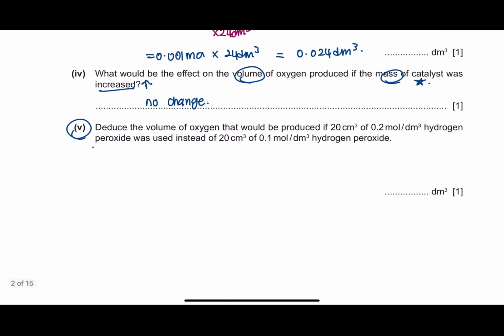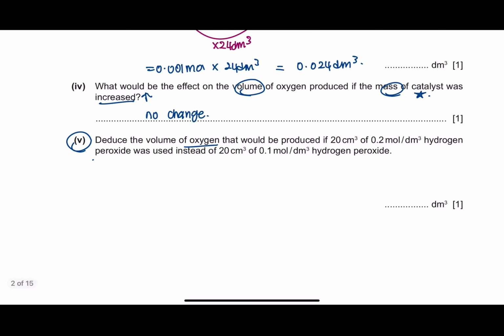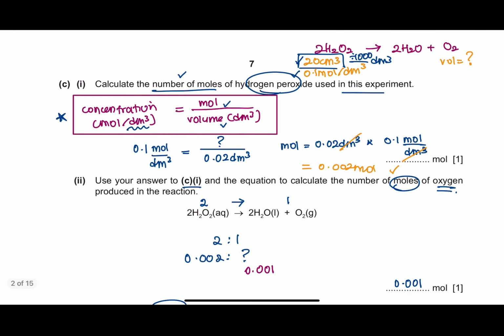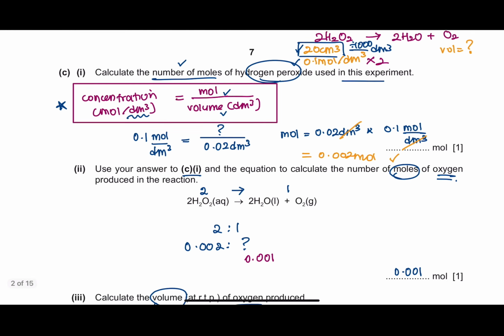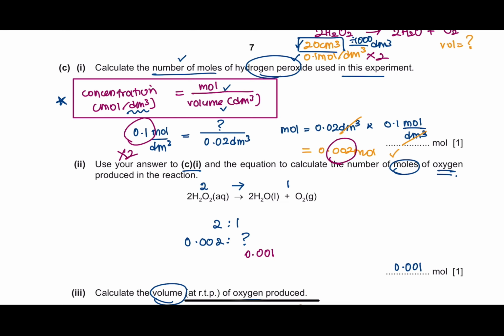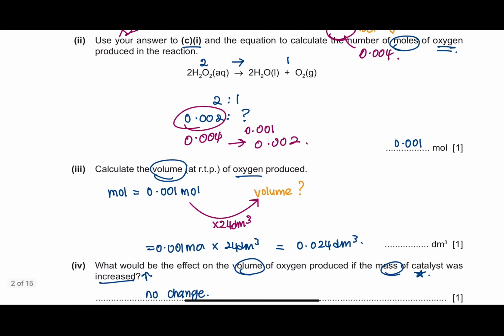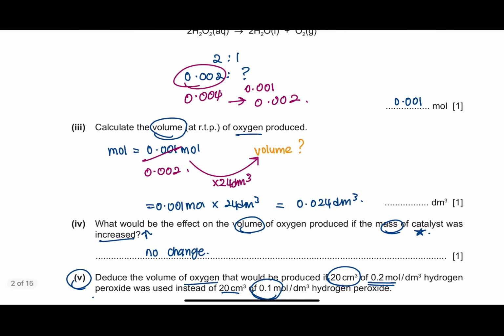Question 5 is about this chapter as well. They're asking you to deduce the volume of oxygen that would be produced if 20 cm³ of 0.2 mol dm⁻³ was used instead of 20 cm³ of 0.1 mol dm⁻³. As you can see, they have increased the concentration by 2. If they have increased the concentration by 2, your number of moles will also be increased by 2, giving you 0.004, giving you 0.002 mole of oxygen, and this is doubled as well, giving you a double volume of 0.048 dm³.